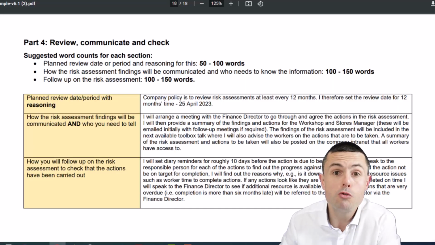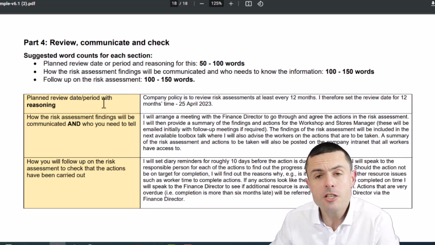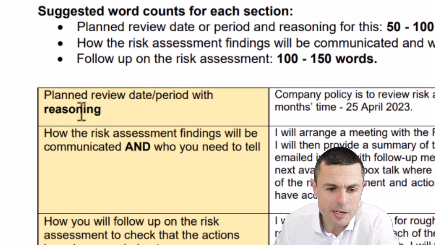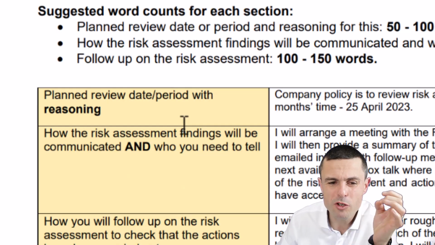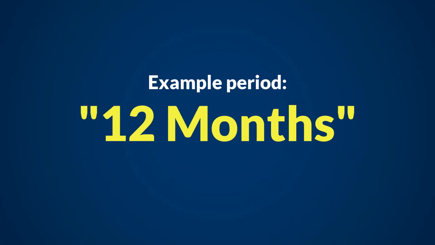Right, in this video, we're going to look at part 4, which is review, communicate and check. Quite a small section at the end. And notice that we've got some words in bold here, look, reasoning in bold. It's like NEBOSH are really trying to help you out here. So the first bit, planned review date or period. So you can put a date in there, or a period. A period could be a year. Say 12 months would be a period. So let's put that in.